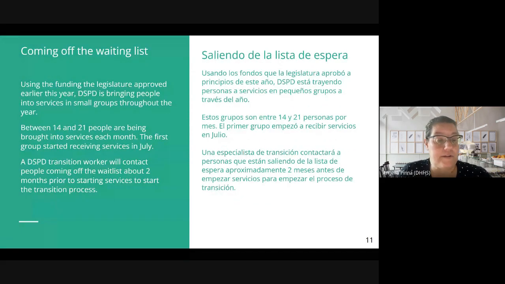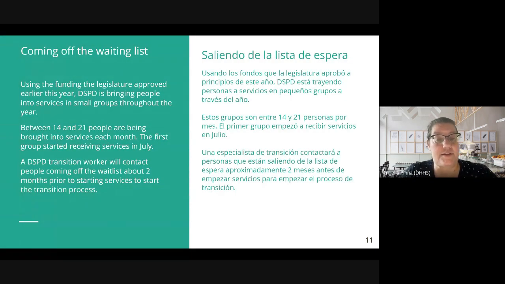Next, we have funding for people coming off of the waiting list as well this year. I'm just going to do a quick check to see if Jamie Douglas has been able to make it yet. She is not here, so I'll go ahead and share this.